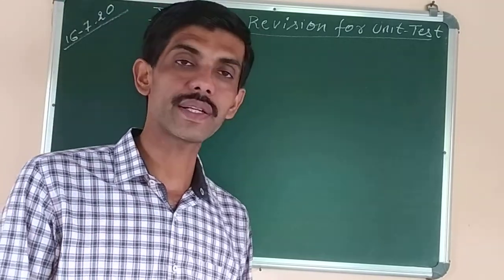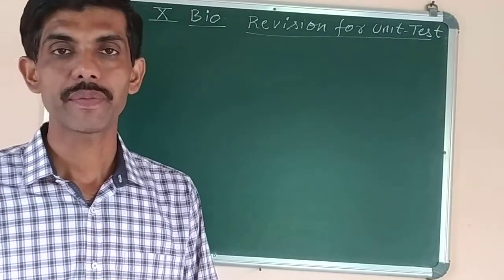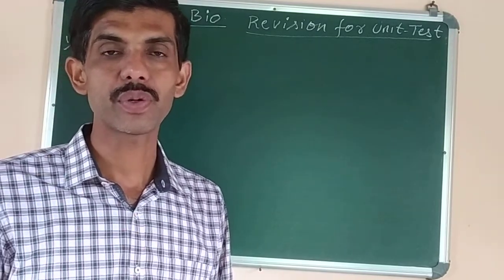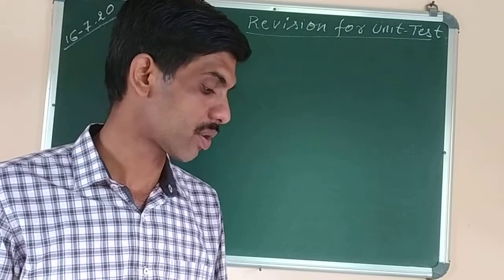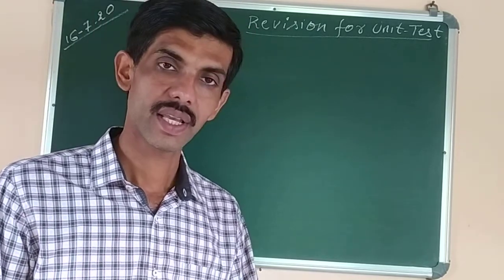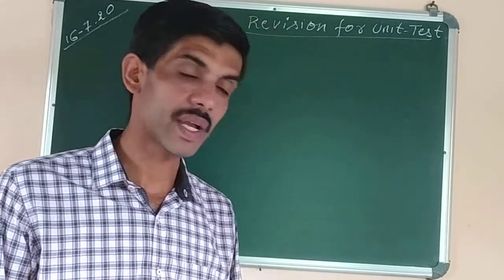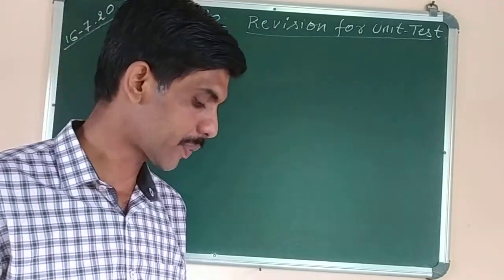Then certain characters which are transferred from one generation to the other and are linked to the X or the Y chromosome are called sex-linked inheritance. Such characters are called sex-linked traits. Examples are color blindness and hemophilia.